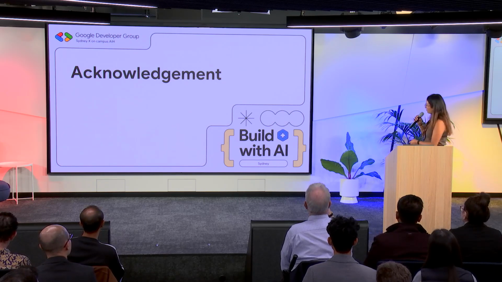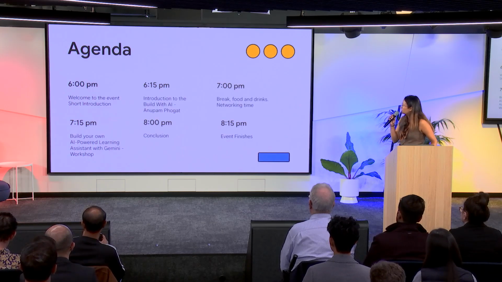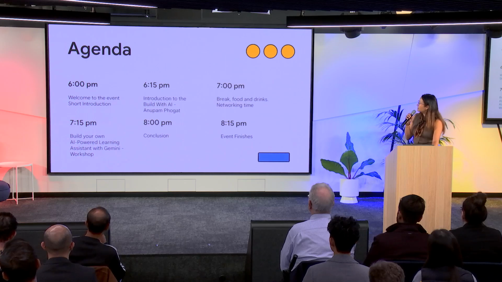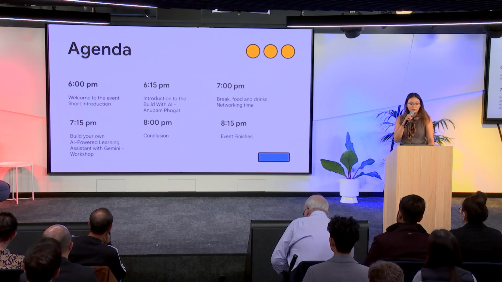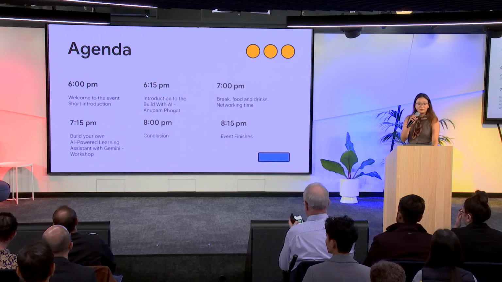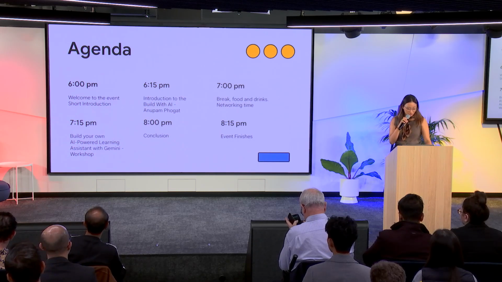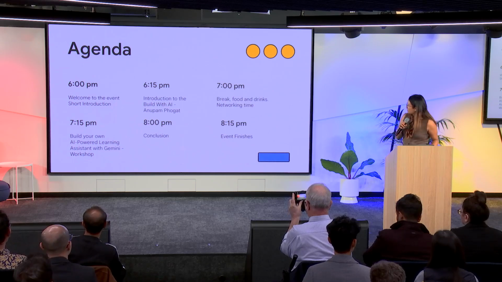Let's take a look at what we've planned tonight. We have the introduction to Build with AI with Anupam Phoghat. Then at 6:30, we have a mini break with food and drinks, and you can network. Then at 7 p.m., we'll come back in and start our workshop.